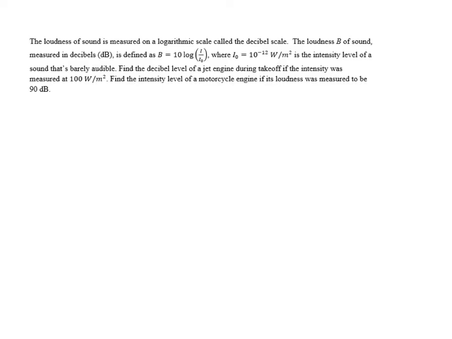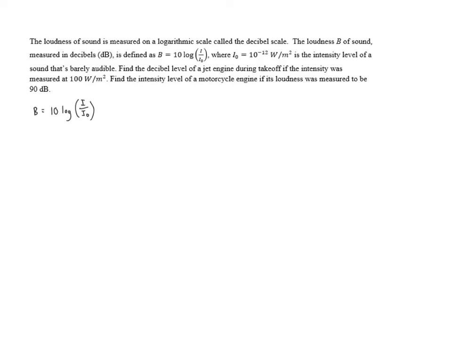Find the decibel level of a jet engine during takeoff if the intensity was measured at 100 watts per square meter. Find the intensity level of a motorcycle engine if its loudness was measured to be 90 decibels. We're going to look at these two problems one after another, but both of them rely on the same equation, B equals 10 times the logarithm of I over I naught.